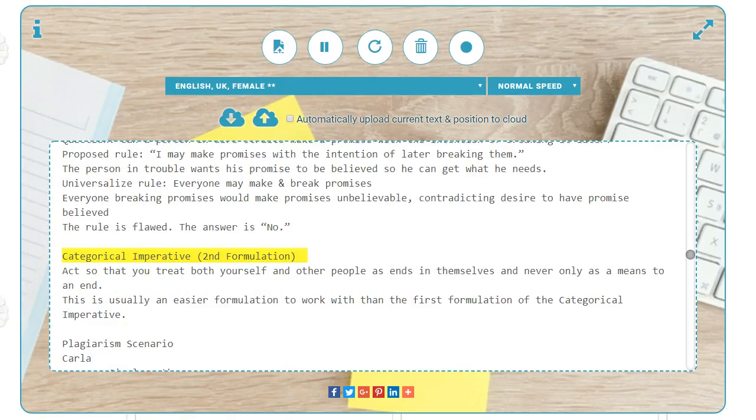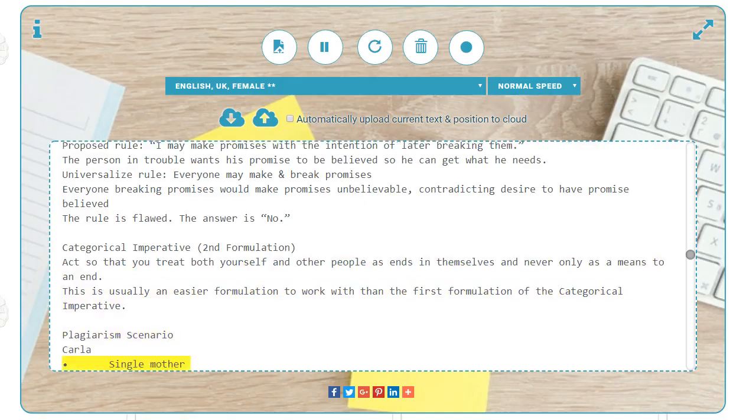Categorical imperative, second formulation: act so that you treat both yourself and other people as ends in themselves and never only as a means to an end. This is usually an easier formulation to work with than the first formulation of the categorical imperative. Plagiarism scenario.